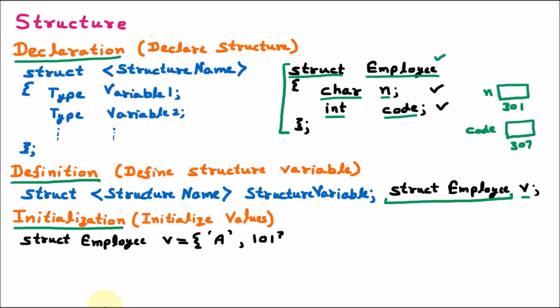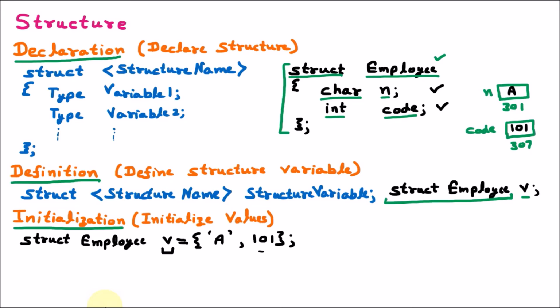So this is how we are going to initialize the structure. Here we know that the first is A, so inside n we are going to provide its value which is A. Afterward we have 101, so here code will be 101. This is how we initialize the values of the structure. And who is going to initialize? We are going to initialize using the structure variable. So here v is going to access.